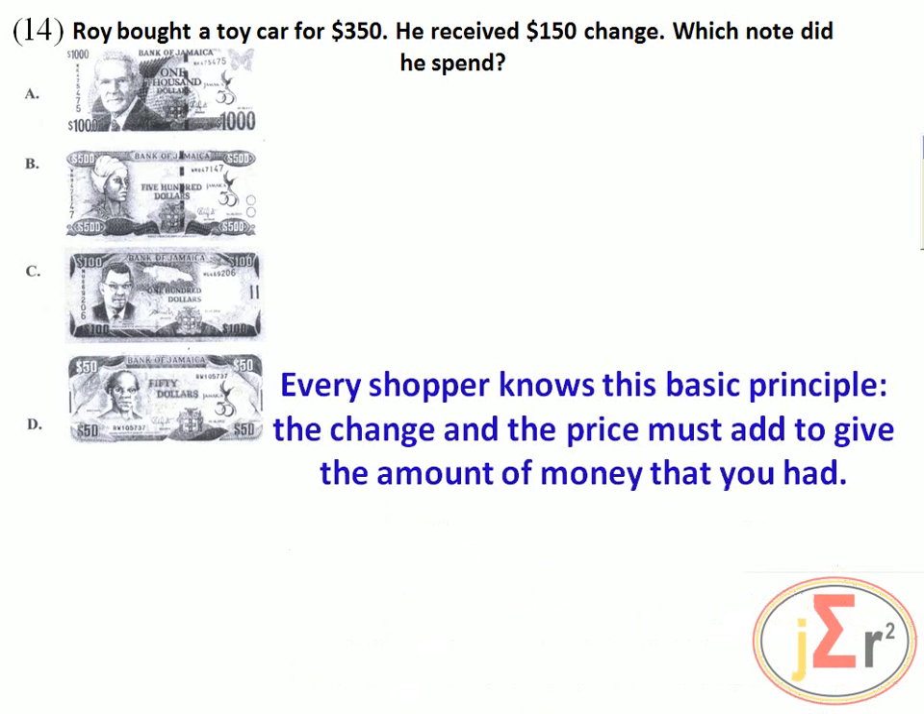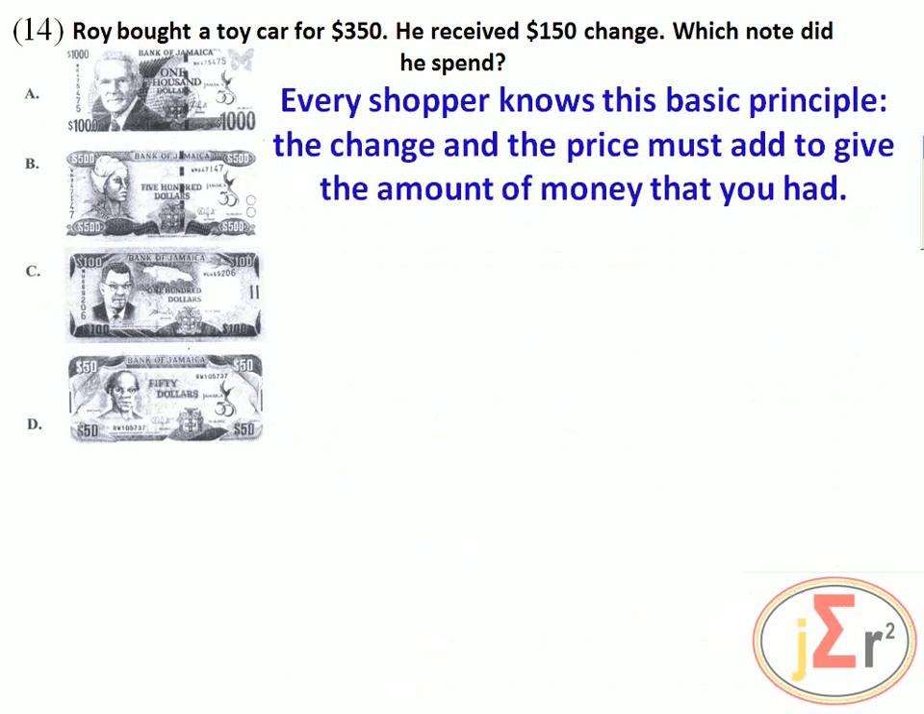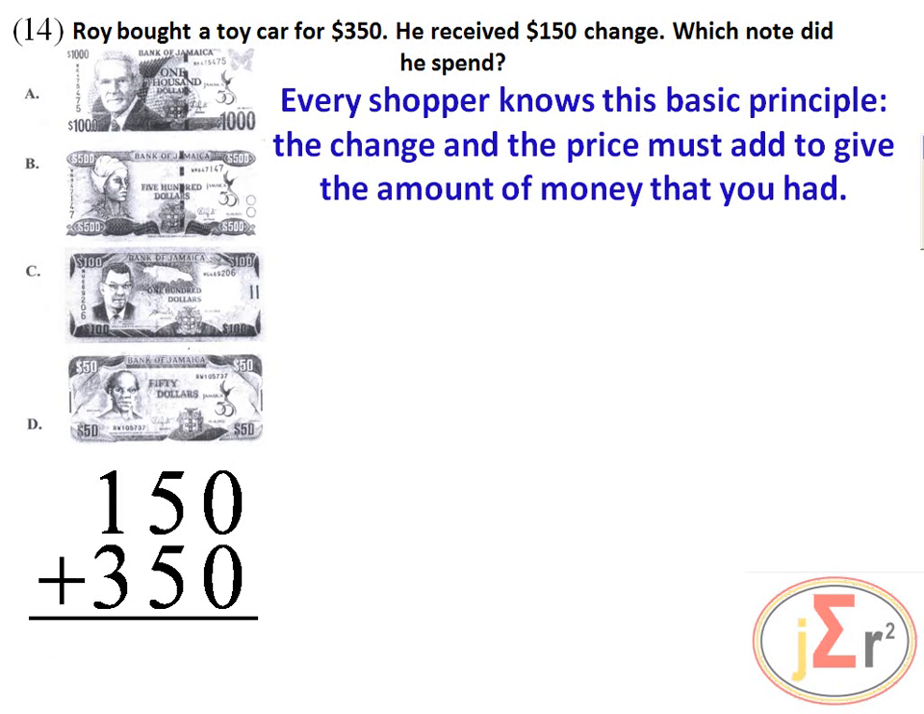Every shopper knows this basic principle. The change and the price must add to give the amount of money that you had. So the change that you received and the price of the article that you purchased must add to give the amount of money that you had before. When you add those, you will get the amount of money that you had before.